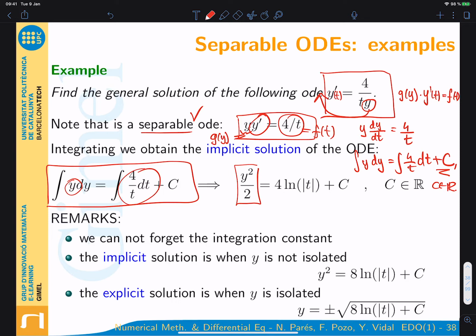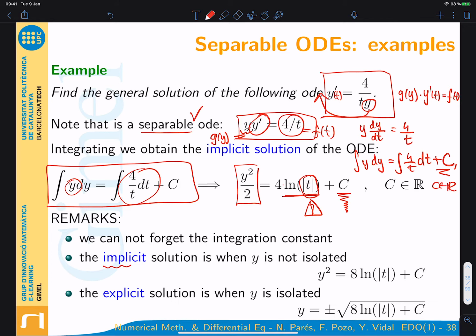And we will solve this integral, which is nothing more than 4 times the natural logarithm. Remember about the absolute value. Okay, the integral of 1 over t is the natural logarithm of the absolute value of t. So this is important, that you remember the absolute value. So, very important, do not forget the integration constant.